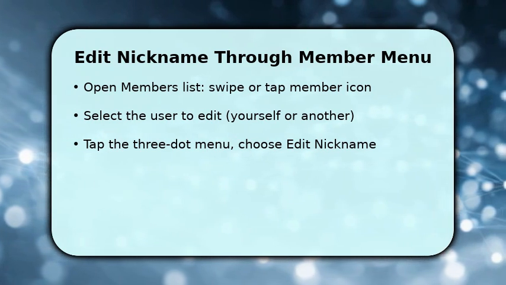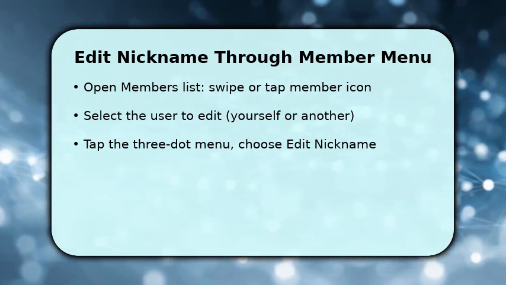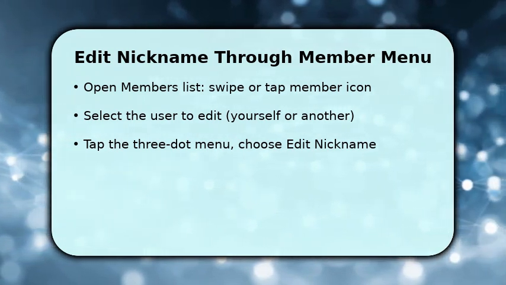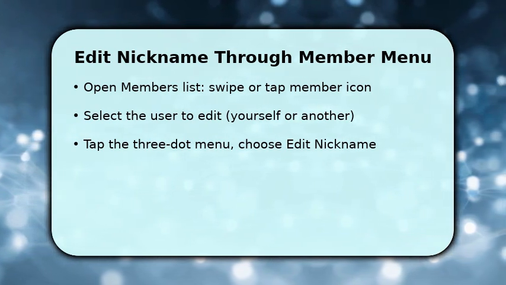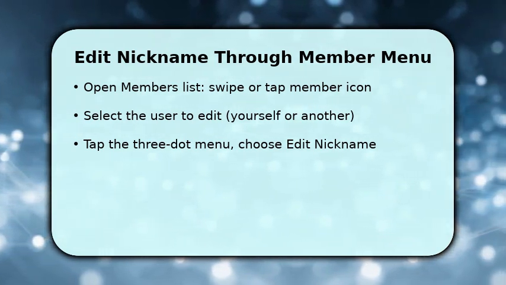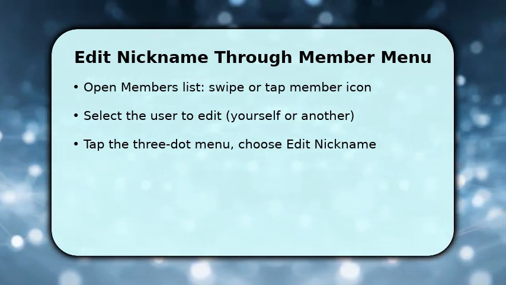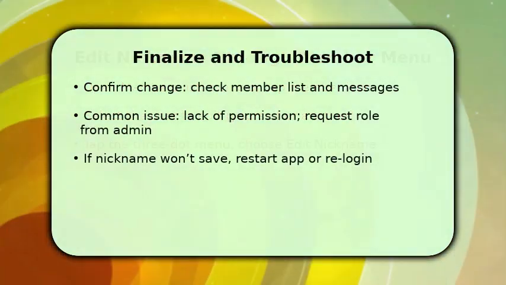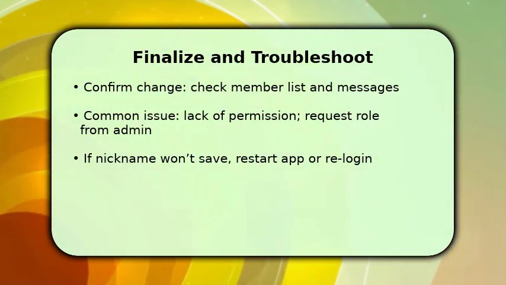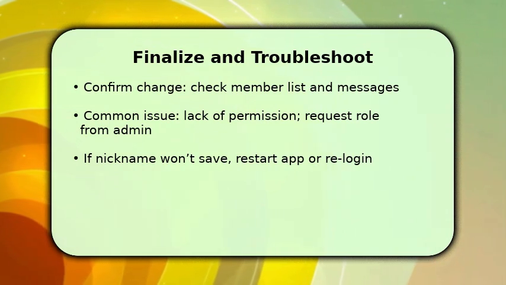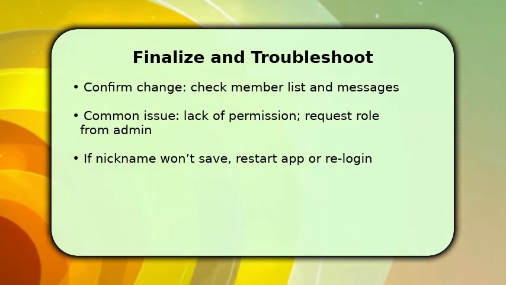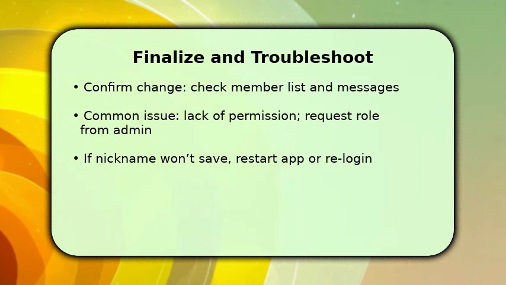After typing, tap Save or the checkmark to apply the change, and watch the name update in the member list and channels. Finally, verify the nickname change by viewing the member list and recent messages. Names update immediately. If the change fails, most often you lack permission. Contact an admin to grant change nickname or manage nicknames.